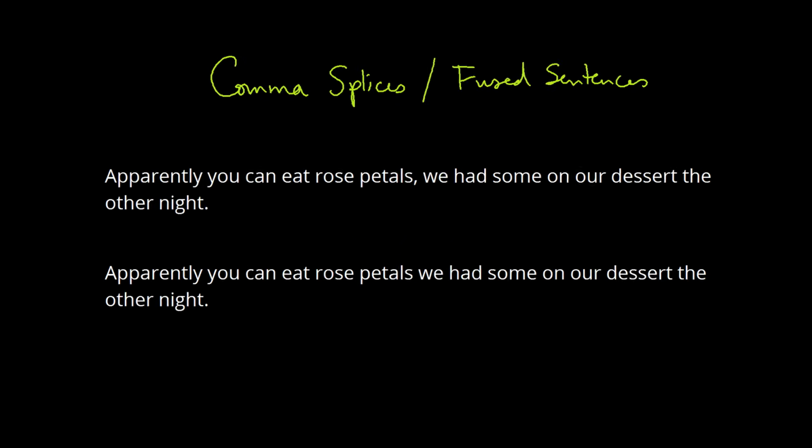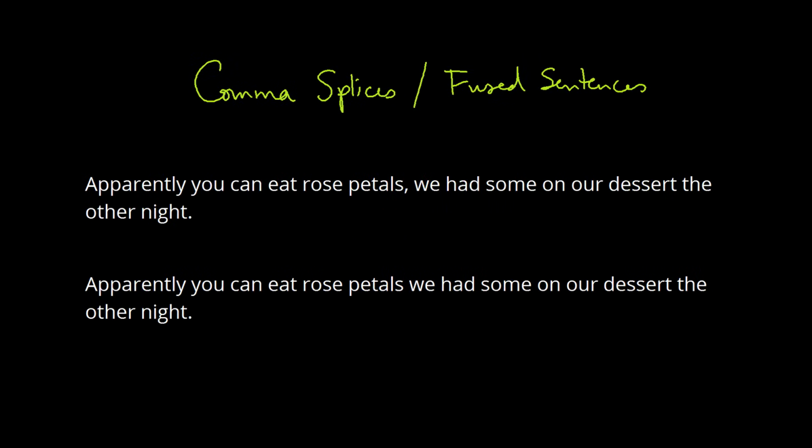Two writing errors that people often make are comma splices and fused sentences. And they have a lot in common. So if we look at the first example here, we read, "Apparently you can eat rose petals, we had some on our dessert the other night." When you read that aloud, you can hear that there's this big pause in the middle. And we call this here a comma splice.